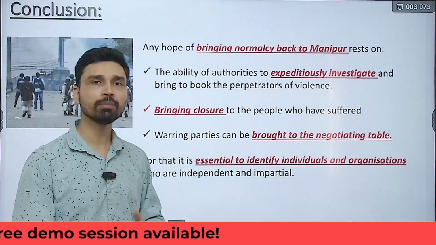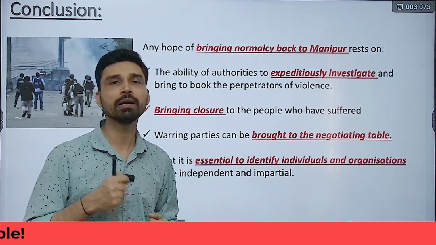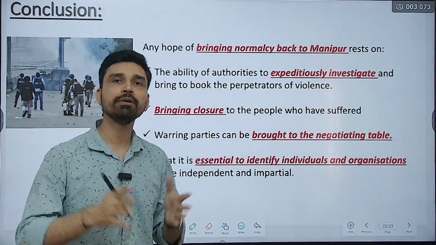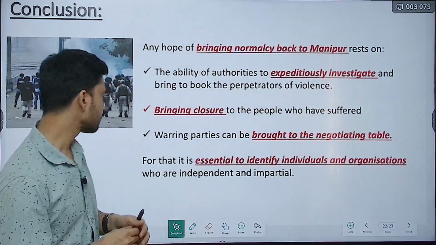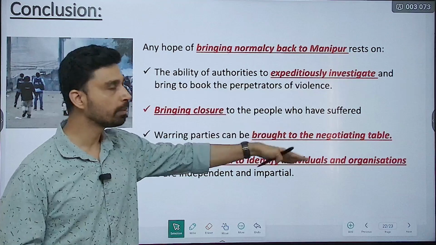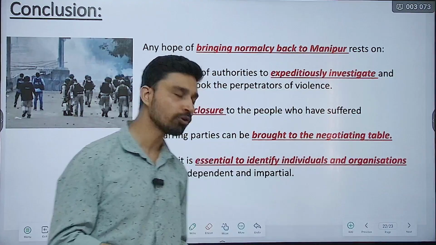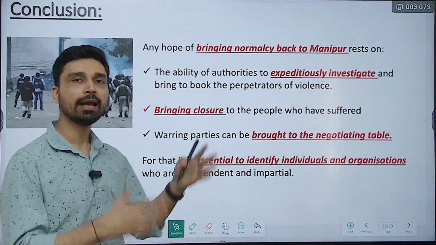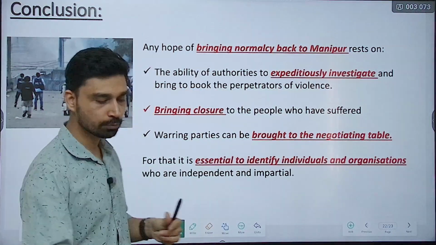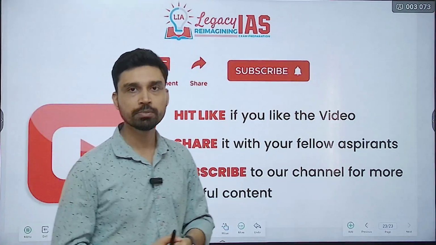As we have discussed, in Manipur you have a conflict that has begun between the Meiteis, which are the non-tribal group living in the valleys of Manipur, and then we have the Kuki-Zo and Naga tribes that are living in the hill area, which belong to the tribal categories. So basically both of the parties, tribals and non-tribals, should be brought to the negotiating table. For that, it is essential to identify such individuals and organizations who are independent and impartial, and that is going to be one of the major roles the central government will have to play under the president rule, because now the entire responsibility lies on its head.